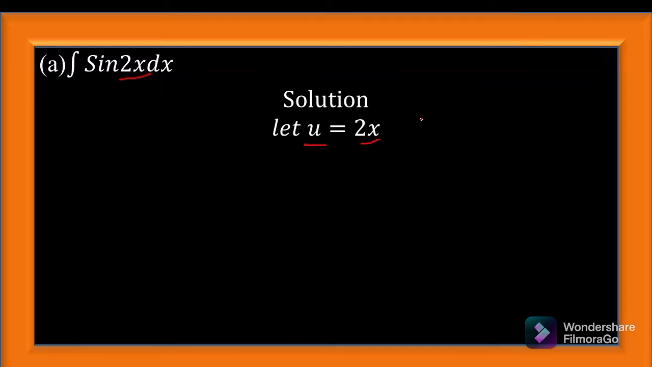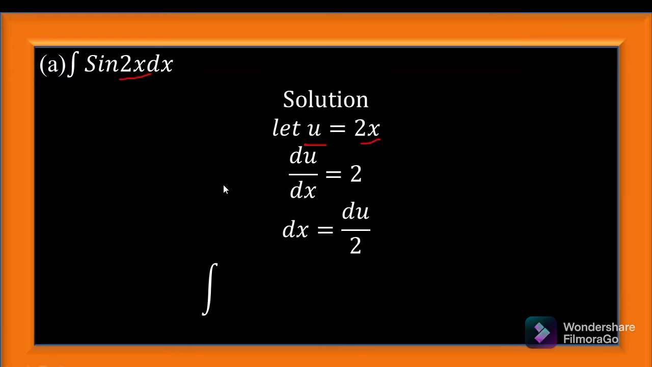Now, if u is 2x, we go on and differentiate. That means we shall be looking for du dx. When you differentiate 2x with respect to x, you get 2. Now that we have du dx as 2, we simply make dx the subject. So dx becomes du divided by 2.